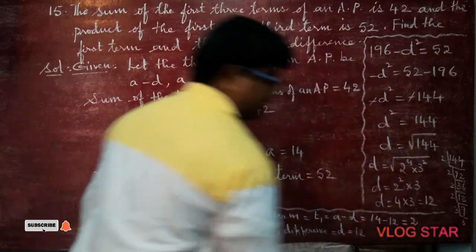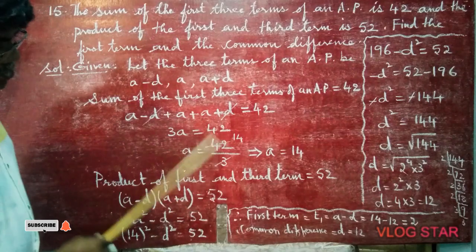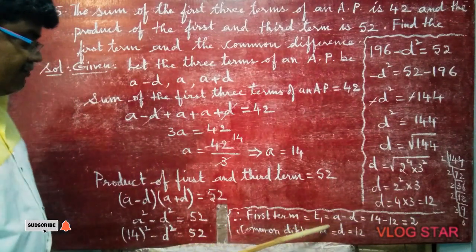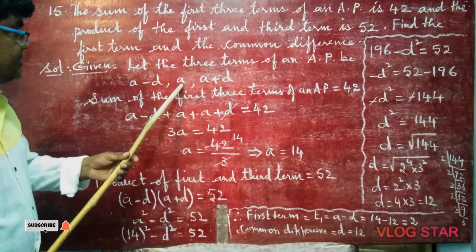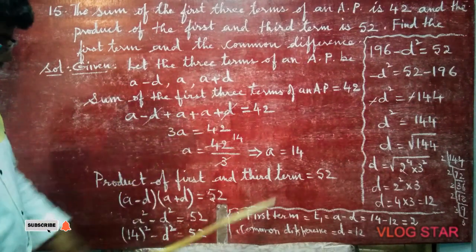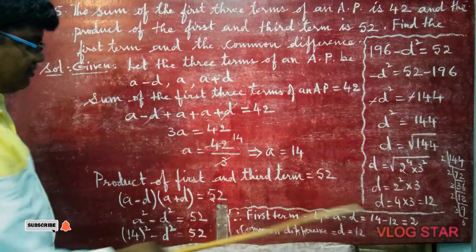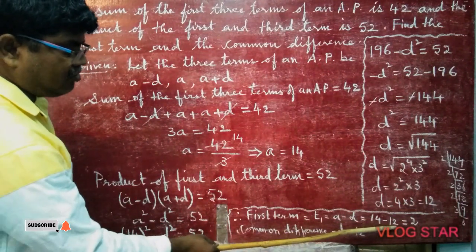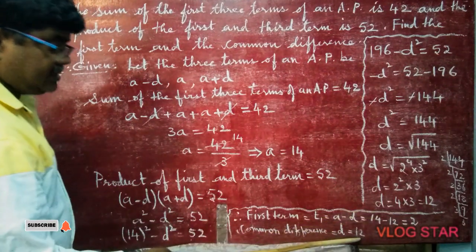Here all will make a mistake. If you take A, A plus D, A plus 2D, then also you will get A as 2 only. Here the first term T1 is A minus D. First term, second term, third term. Clear? I am explaining, please follow this one. First term T1 is equal to A minus D, A how much we got? 14. D, how much we got? 12. So 14 minus 12, how much? 2. Common difference, just now we got D as 12.